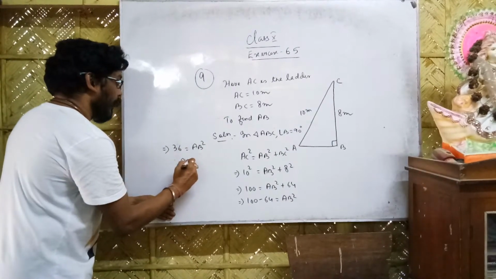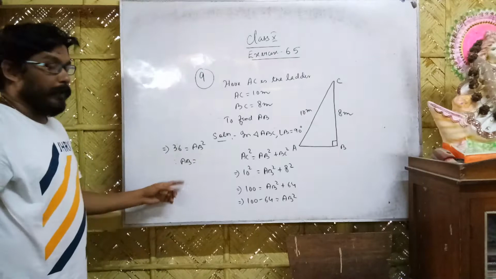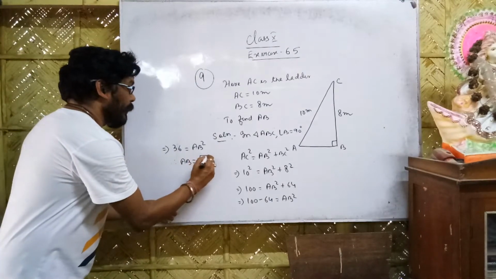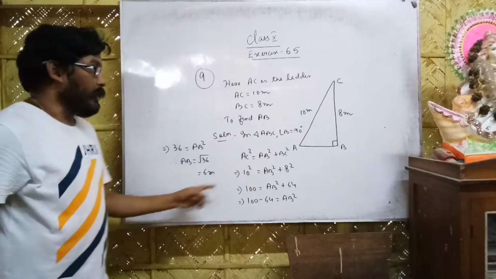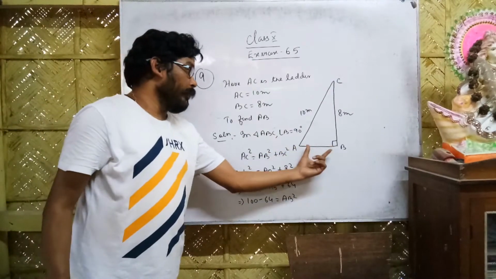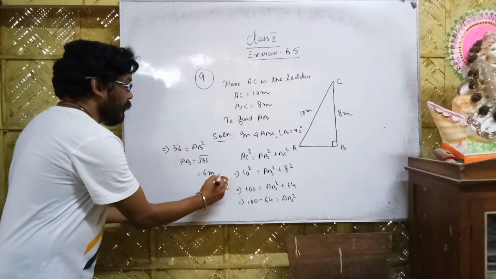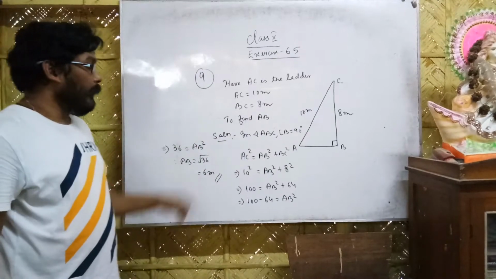Therefore AB equal to, you will not give here plus minus because length cannot be negative, only 36, so it is 6 meter. So distance of the foot of the ladder from the base of the wall is 6 meter. So this is the end of question number 9.